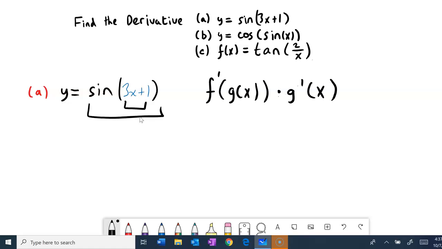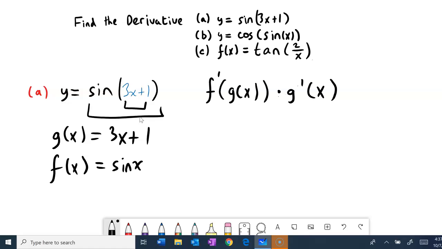Well, let's find what the inside is. The inside is 3x plus 1, and the outside is just sine. What we want to do is find its derivative, which is g prime of x is 3, and f prime of x is cosine. So we found all the parts, now we just have to put them all together.